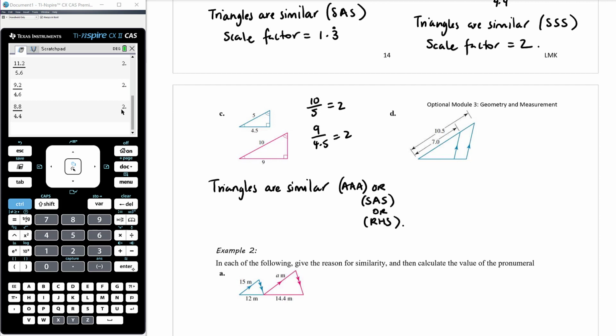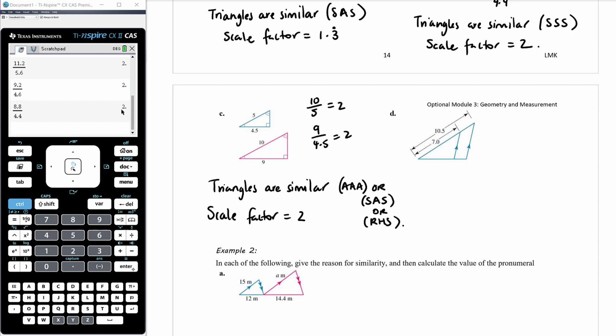Okay, so any of those three reasons are valid here. Side, side, side isn't, because we don't know about the third pair of sides. And we want the scale factor, which again we've worked out through checking the similarity is 2. Alright, and then part D here.